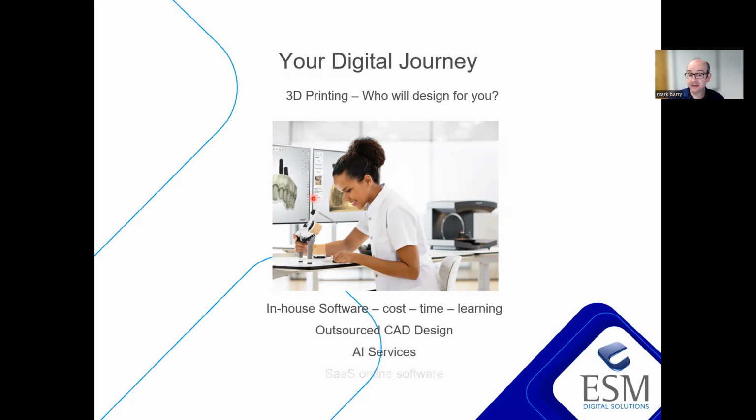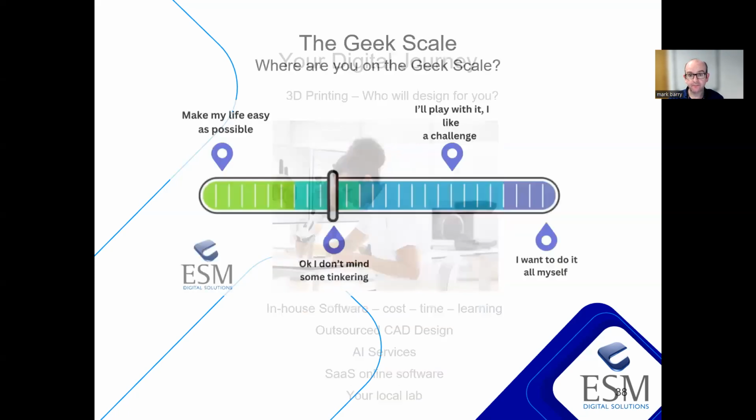There's some AI design services out there, and some companies offer an online design service where you just pay as a service. So you can use their software to design a crown, for example, and you just pay per click. So rather than investing in software, you're utilizing their services or facilities.